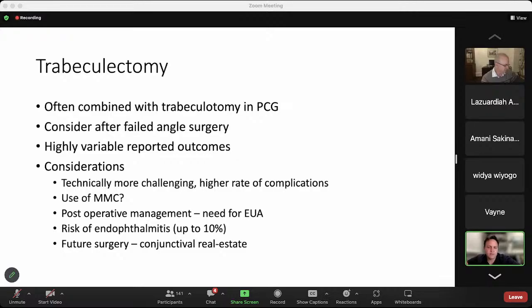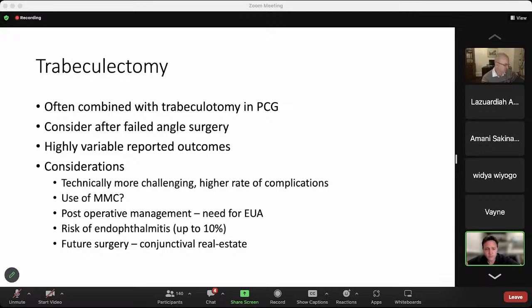Kids are more obviously prone to fibrosis, and so we often augment them with mitomycin, but that comes with its long-term risks of bleb-related complications, including a higher rate of endophthalmitis in some series, up to 10%. Kids often need a bit more management as well, so you can't really go and do suture lysis or bleb needling. These kids need to be under an EUA to do any of that, so you've got to be thinking about the need for more anesthesia. And again, you've got to be thinking about future conjunctiva as well. So I don't tend to do combined trabeculectomies for that reason.